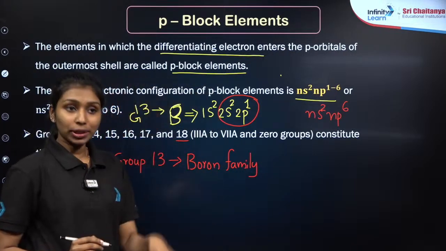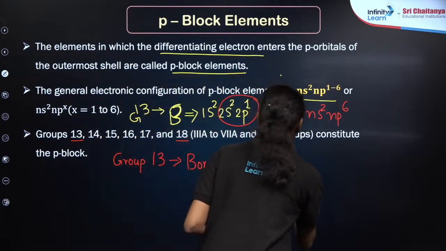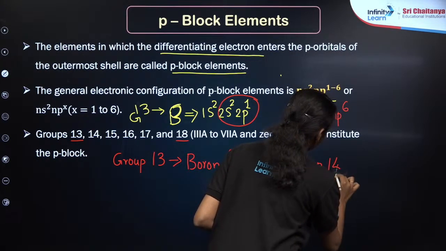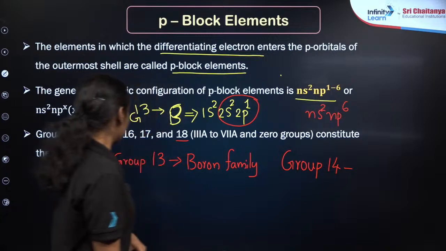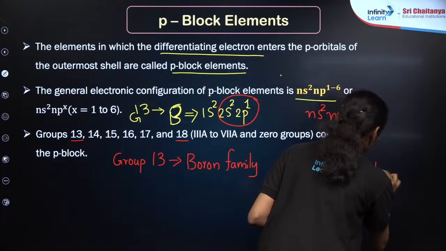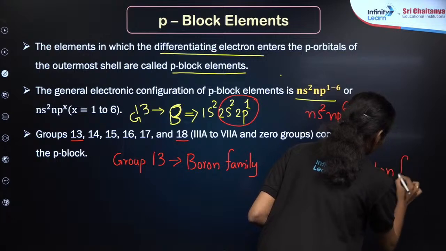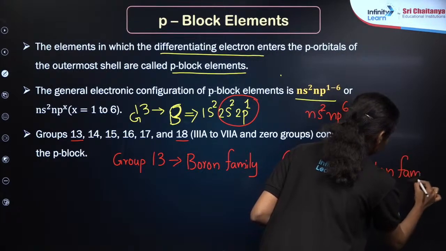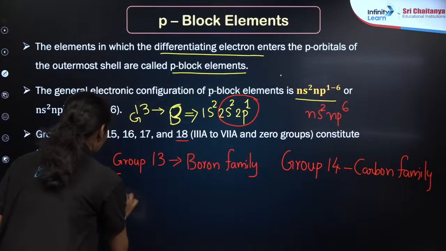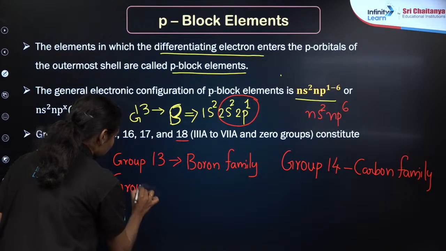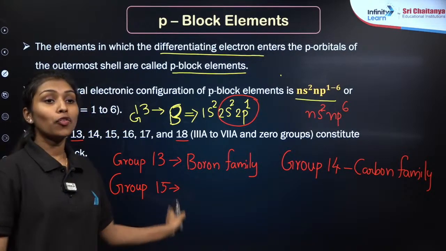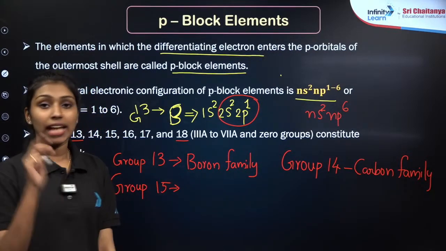Now, if I am taking group 14 elements, what is the first element over here? In the case of group 14 elements, carbon is the first element over here. Therefore, these elements are also known as the carbon family. Similarly, for group 15, the first element over here is nitrogen, so it is also known as the nitrogen family.